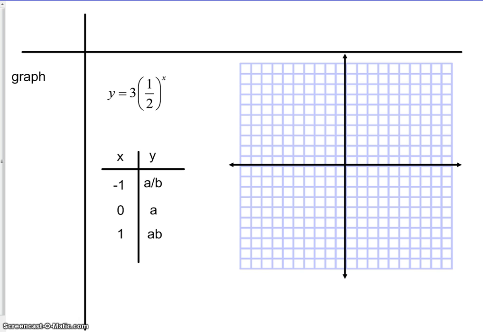All right, now here's an example of decay because my b value is between 0 and 1. Don't get in the idea that if I have a fraction in there that it's going to be decay, because if I had y equals 3/2 to the x power, that value is greater than 1, so that would make it a growth situation. Still the same thing. Here's my A, here's my B. So A is 3.